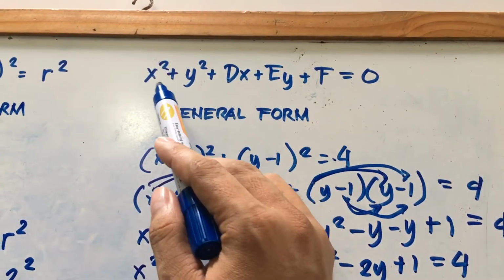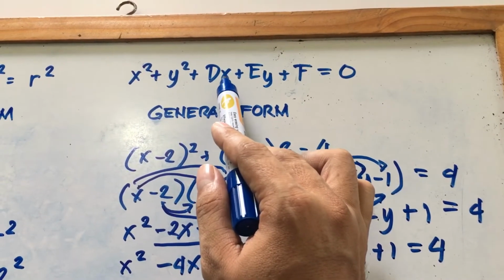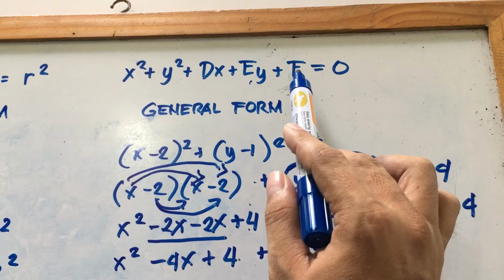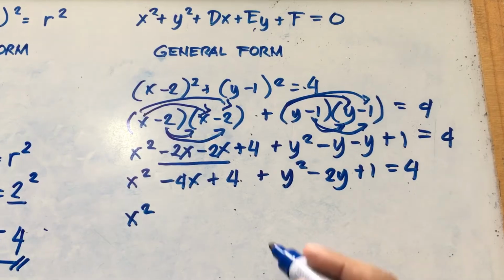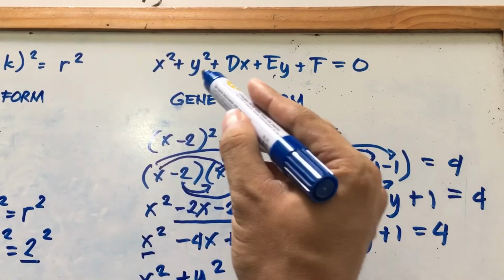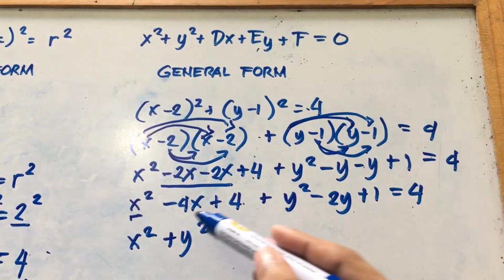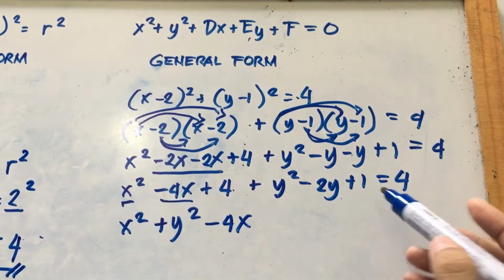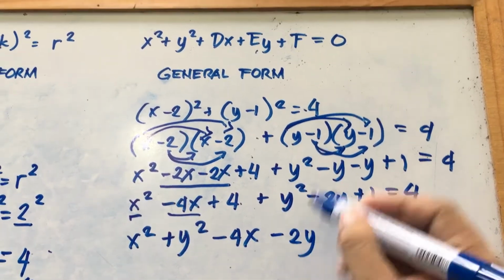Now, in the general form, you have x squared plus y squared plus dx, meaning to say, a variable of x with any constant number, okay, and a variable of y with a constant number, and then f as a constant number. Okay? So, if you have x squared, then you have y squared based on our formula. And then dx means to say a number with a variable of x, the negative 4x. And then ey meaning to say a number with y, so that's negative 2y. And f is the constant number.